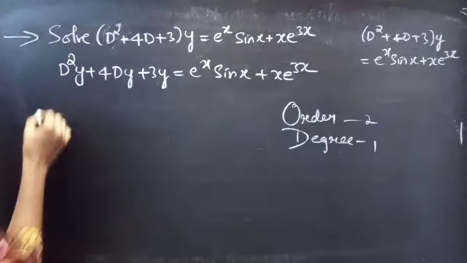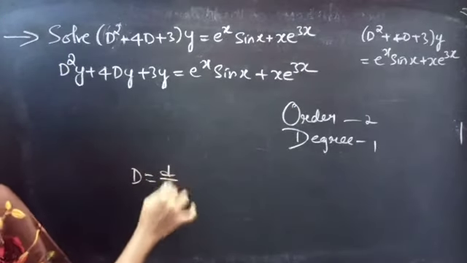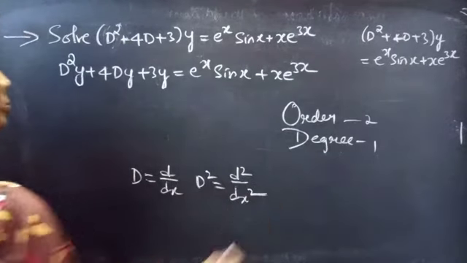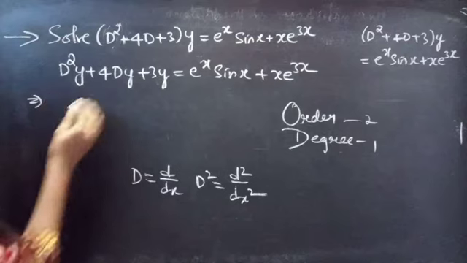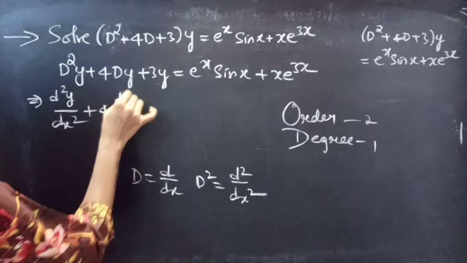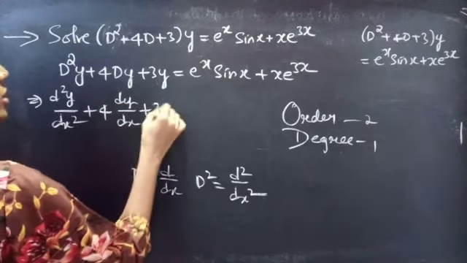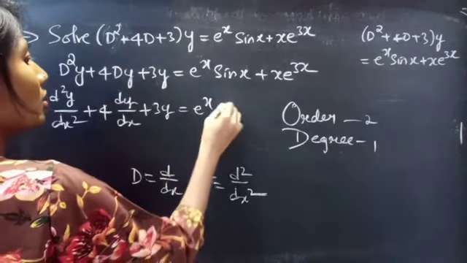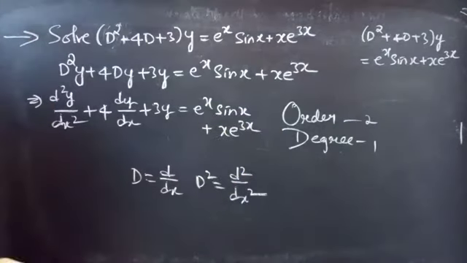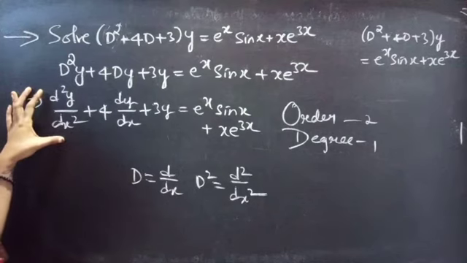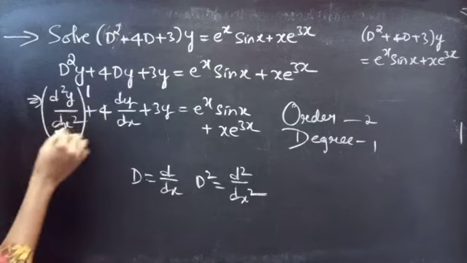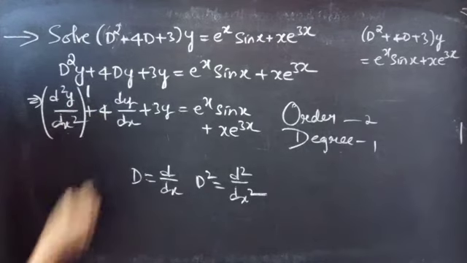We know that D is a differential operator. Then we can write D² as d²/dx². Now, we can write the equation as d²y/dx² + 4 dy/dx + 3y = e^x sin x + x e^(3x). So here d²y/dx² is the highest derivative. Our order will be 2, and the highest power of the highest derivative is the degree. Degree is 1.